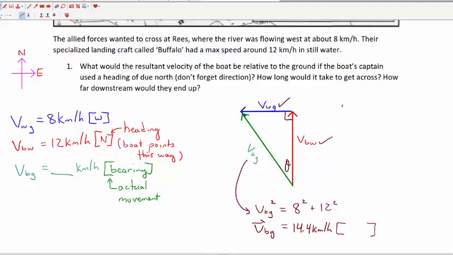If this is our angle, tan of theta is equal to our opposite, velocity of our water relative to the ground, over our adjacent, velocity of the boat relative to the water. Okay, so that's going to be inverse tan of 8 divided by 12. So inverse tan of 8 over 12 is equal to 34 degrees. Okay, so that would be north 34 degrees towards west. So that is the resultant velocity. So that's part 1. Number 2, how long would it take to get across?